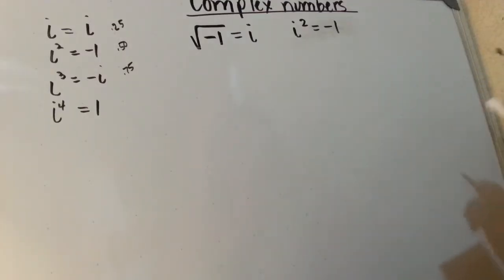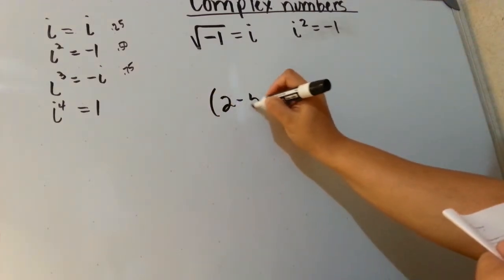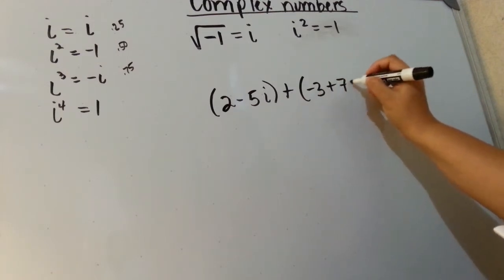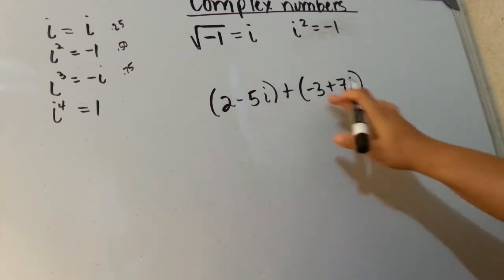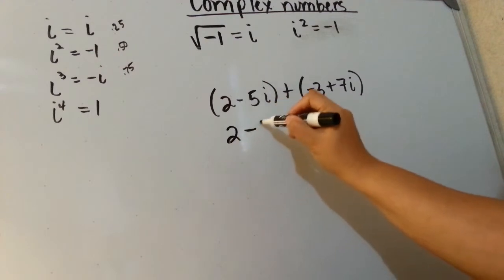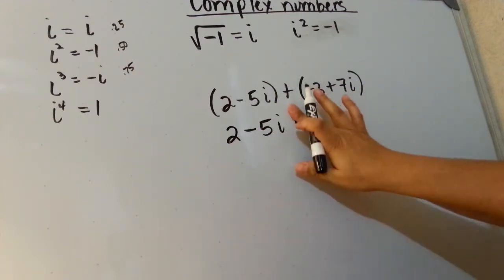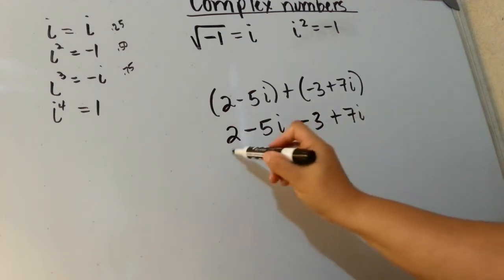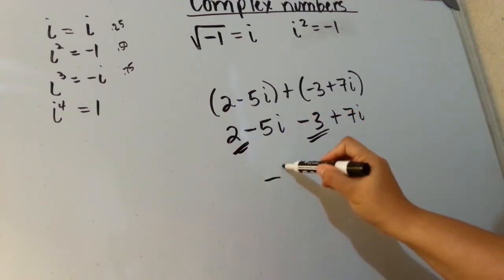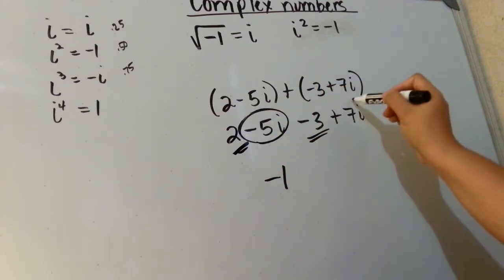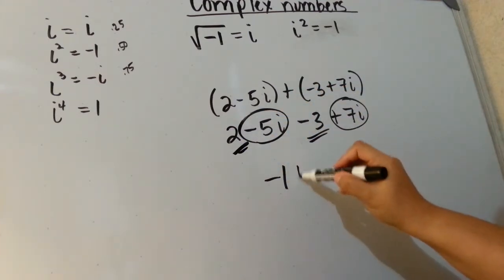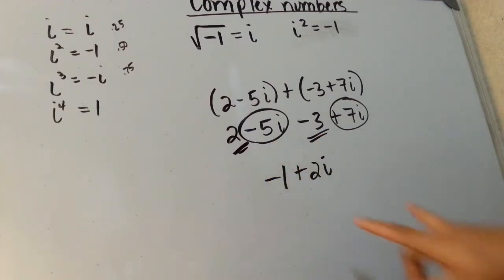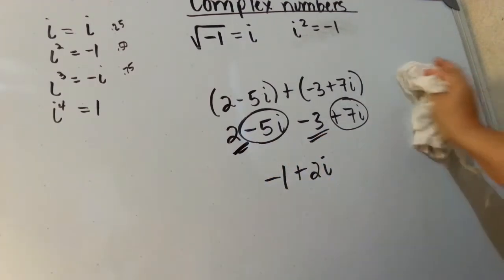Alright, let's say that you're trying to add complex numbers. What you can do is just drop the parentheses because it is addition and the signs are not going to change. And then just combine the real parts. It's a negative 1. In this one, it's going to be a 2i. So you combine the real parts and you combine the imaginary parts. And this would be your answer.